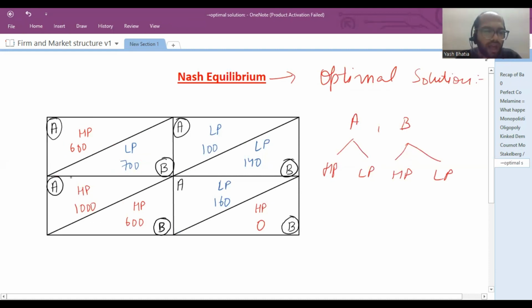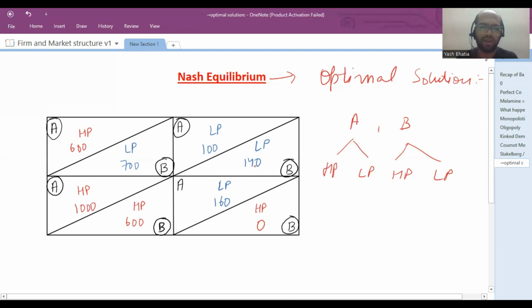In the second quadrant, I assume A, when charging high price, is earning 1000, and if B is also charging high price, B is earning 600. In the third quadrant, A is charging low price and is earning 160, and B is charging high price and is earning 0. No profit, no loss. And in the last quadrant, A is charging low price and earning 100, and B is charging low price and earning 140.